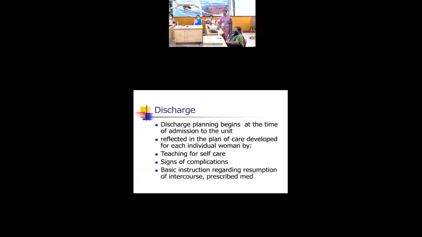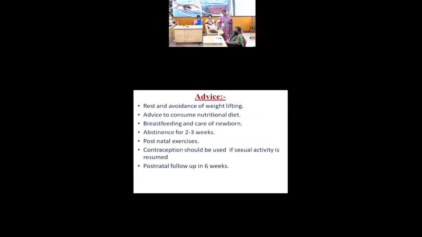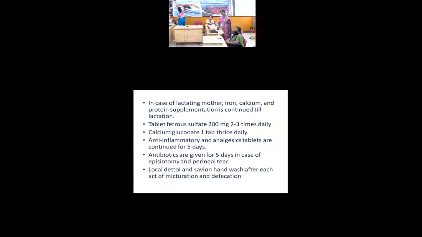Discharge also should be pre-planned. During the admission, the mother will be discharged only after reflecting the plan of care developed for each individual woman, by teaching self-care, signs of complication, basic instruction regarding resumption of intercourse, and prescribed medication. Then what advice will we give the postnatal mother during discharge? Rest, avoidance of weightlifting, advice to consume a nutritional diet, breastfeeding, care of the newborn, abstinence from coitus for 2 to 3 weeks, postnatal exercise, contraception if sexual activity is resumed, and postnatal follow-up up to 6 weeks.